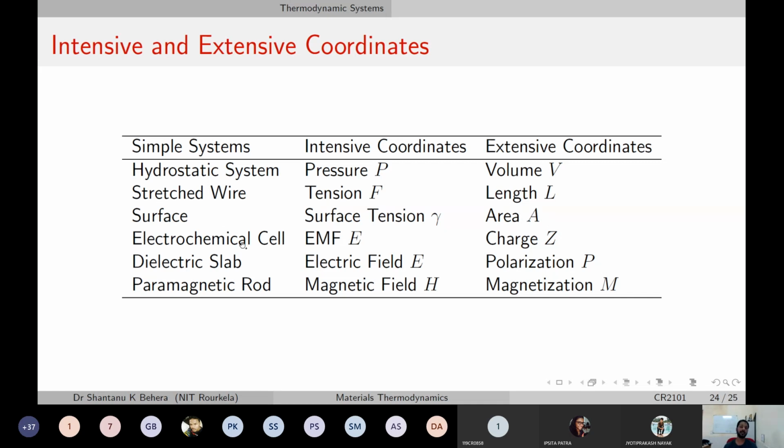Likewise, you have the electrochemical cell or batteries and all that. You have electromotive force, and I should have written V here instead of E, because E has got another meaning. I hope you understand that. Electromotive force is typically the potential, and it's connected with the flow of charges that can happen in an electrochemical cell. Likewise, you have a dielectric slab, with an electric field that induces polarization. That's electric dipoles within the body.